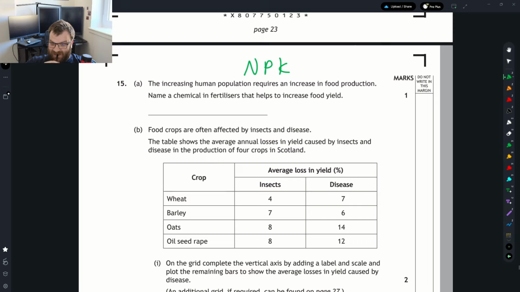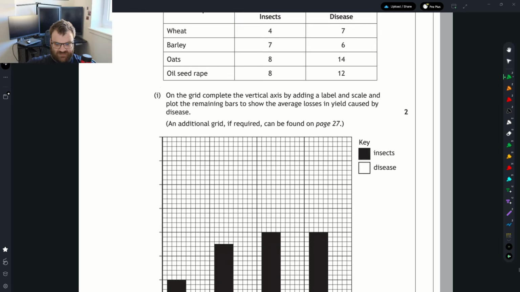Now, nitrogen, phosphorus, and potassium are the elements used in those. So I would just put that nitrogen or phosphorus or potassium. Next up, we have to do a bar graph. We need labels and scales.